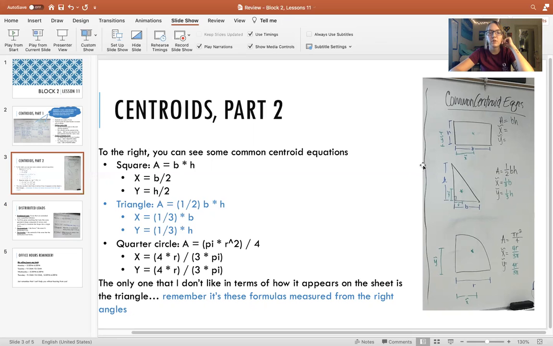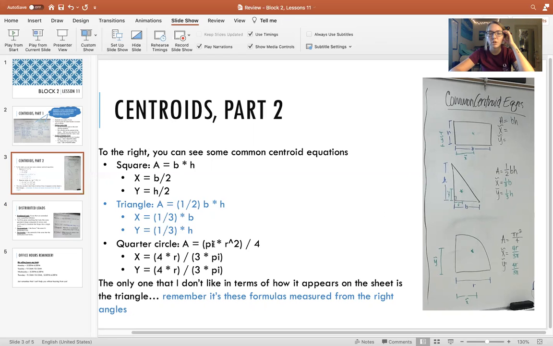So the area of a triangle is the same as normal. It's 1/2 base times height, where this is the base and this is the height. The centroid location parts are the parts that are slightly different. I think the equations are the same, but the way that they draw the location is really ugly, especially since it doesn't consider a right angle.